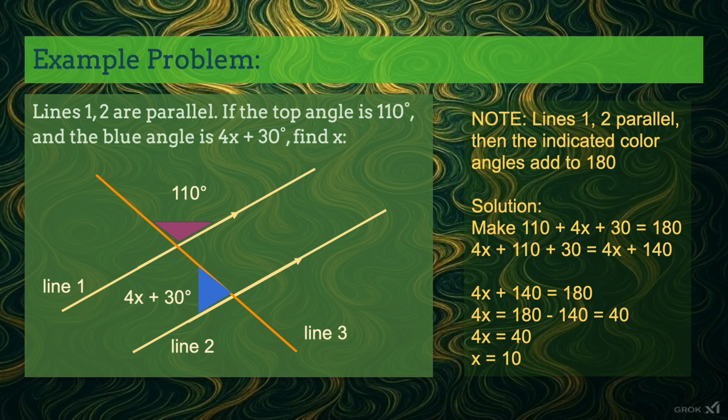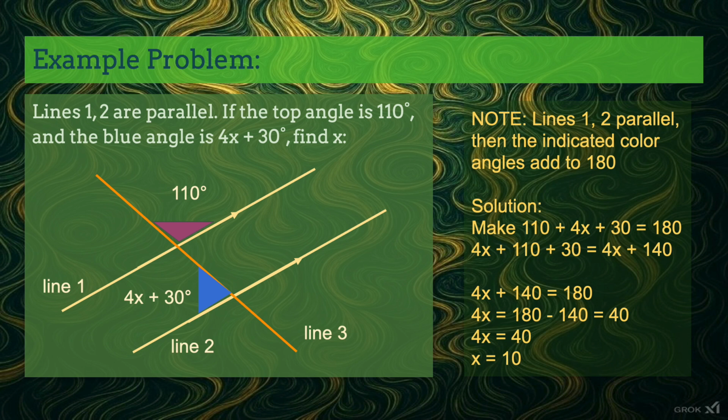Now here are some examples of test problems you could see where you're dealing with parallel lines. Notice the indicated arrowheads. That means line 1 and line 2 are parallel. And recall that all the blue ones are congruent and all the purple ones are congruent. That means the blue and the purple together have to make a straight line, or 180 degrees. So we could solve the value of x here by setting the sum of 110 plus 4x plus 30 equal to 180 degrees.